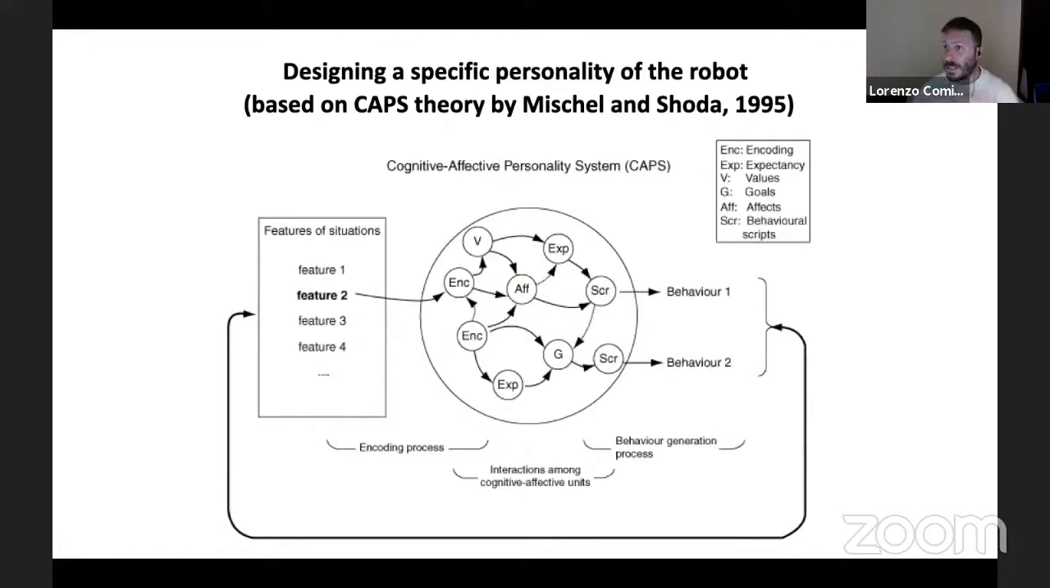Now, another thing that we can do with this kind of double system, neural network based and then rule based, is another very interesting thing that a doctoral student of mine is working on, which is the design of a specific personality in a robot. And it's not the typical personality that we can see applied in robotics at the state of the art, referring to personality traits, which are more static. Here we have a more dynamic personality that can be designed in great detail because we have a structure of features from the situation, as we have seen in the scene analyzer. But then we have the possibility to design, as you can see here, a network of cognitive and affective mediating units, which decide according to expectancies, goals, affects, and behavioral scripts, so competencies, some specific behaviors.